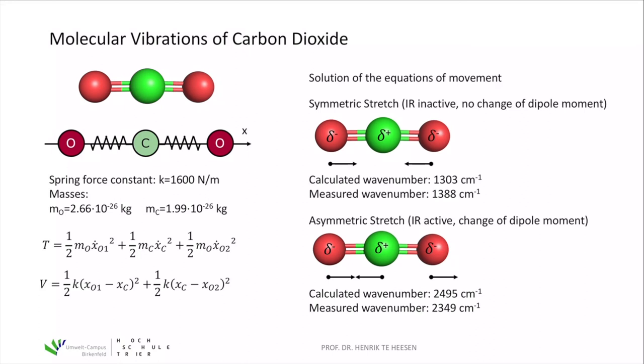2,495 1 per centimeter. The measured wave number is slightly smaller, but again, you see that our model based on molecular mechanics gets the order of magnitude, so we can derive that this wave number lies within this infrared band, and we can understand that in this region, the carbon dioxide molecule is able to absorb and emit heat radiation.